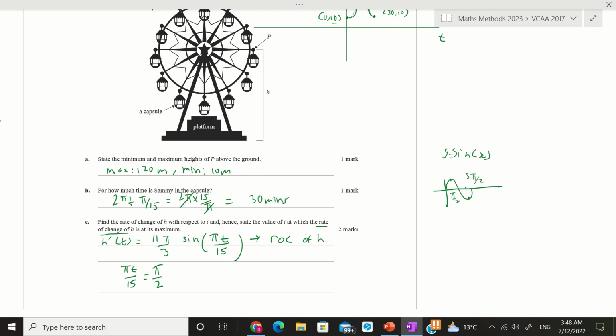Because I know that when this equals pi on 2, at least for the first period, because obviously there can be more periods and stuff. But because we're only looking at one rotation, we only have to worry about the first period. That's why we solve pi t on 15 is equal to pi on 2. Pi's cancel out, so I end up with 2t is equal to 15. T is equal to 15 on 2, which is equal to 7.5 minutes. So that's the value of t at which the rate of change of h is at its maximum.